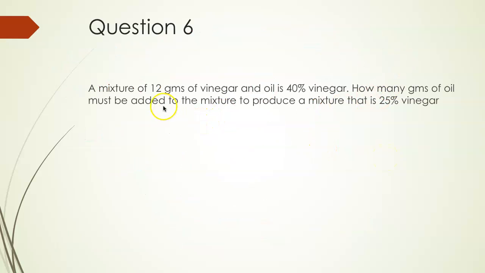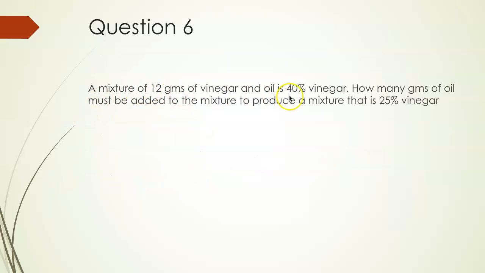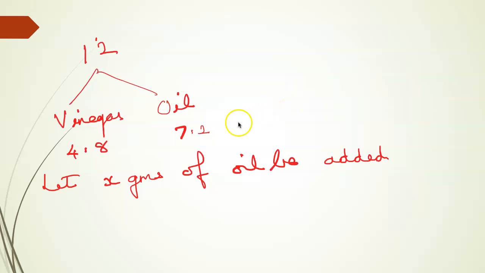Coming to question 6. A mixture of 12 grams of vinegar and oil is 40% vinegar. How many grams of oil must be added to the mixture to produce a mixture that is 25% vinegar? Again, we have only one solution here. So we have 12 grams of mixture given to be 40% vinegar. So the amount of vinegar will be 40% of 12, which is 4.8, and oil is 7.2. We need to know how many grams of oil should be added. So let X be the grams of oil which are to be added.